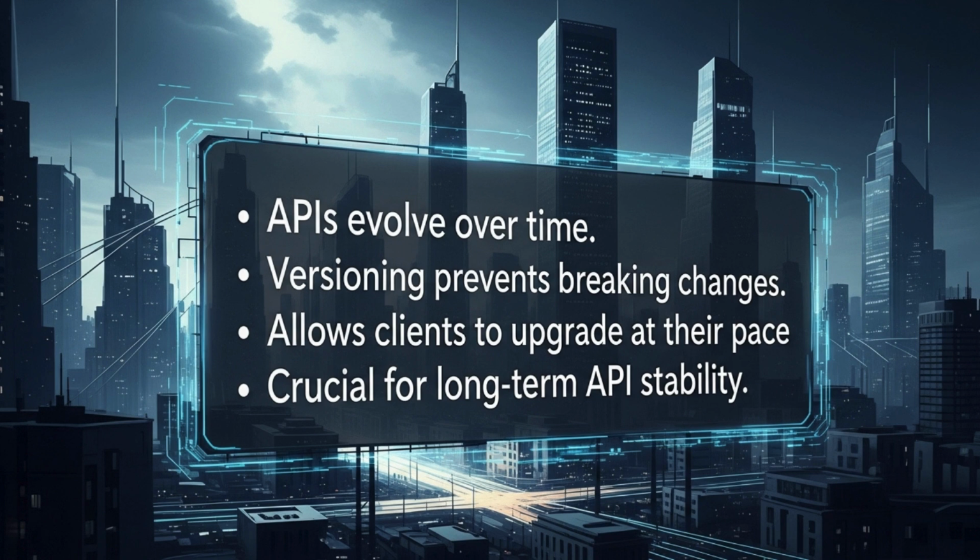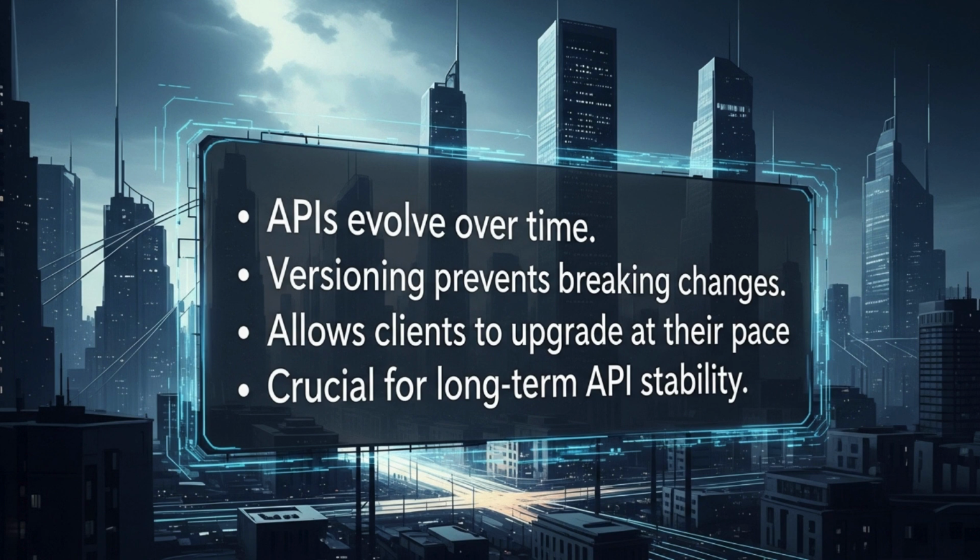Just like any evolving software, APIs frequently gain new features, improve performance, or even deprecate older functionalities. Without a well-thought-out versioning strategy, these updates could suddenly break every single application that depends on your API, leading to frustrating outages. Versioning allows you to introduce significant changes without forcing all your clients to upgrade immediately.